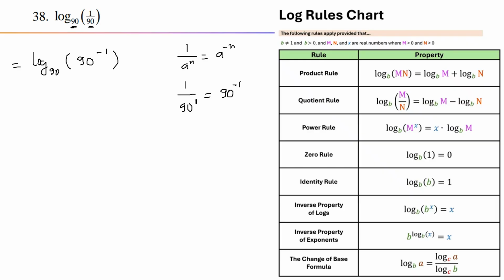And now let's go back to the inverse property of logs. So the exponent is the answer. Okay, so this is the exponent, that is the answer. Or we can use the power rule to take the negative 1 in front, and then we use the identity rule to say log base 90 of 90 is 1. So 1 times negative 1 is negative 1.